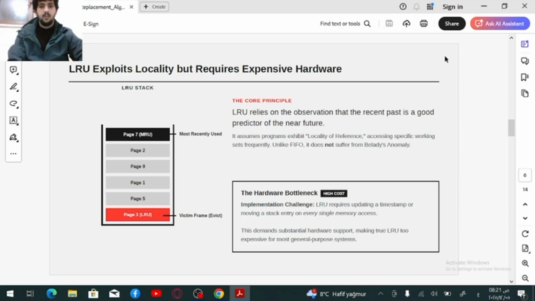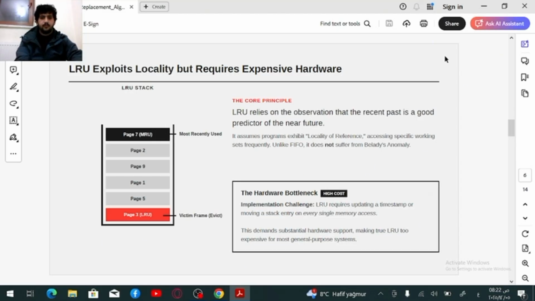I will start with the LRU algorithm. LRU means Least Recently Used. It removes the page that has not been used for the longest time in the past. It is based on the idea that recent use means future use. LRU gives very good performance and doesn't suffer from Belady's anomaly. However, it needs expensive hardware support because every memory access must be recorded.